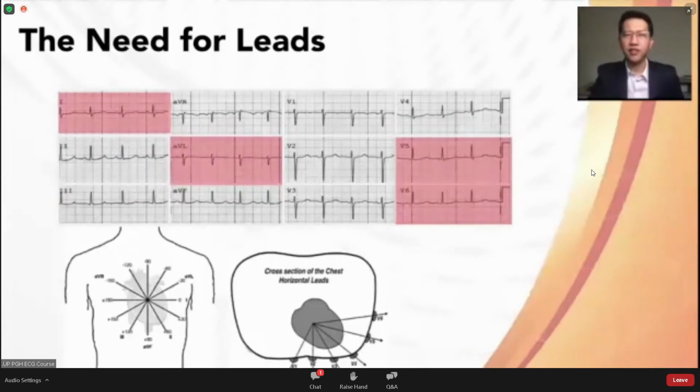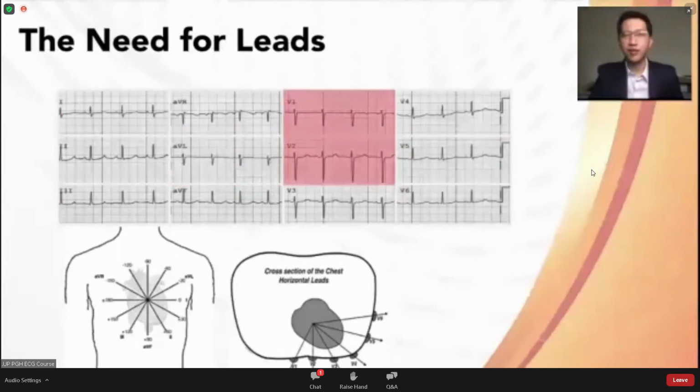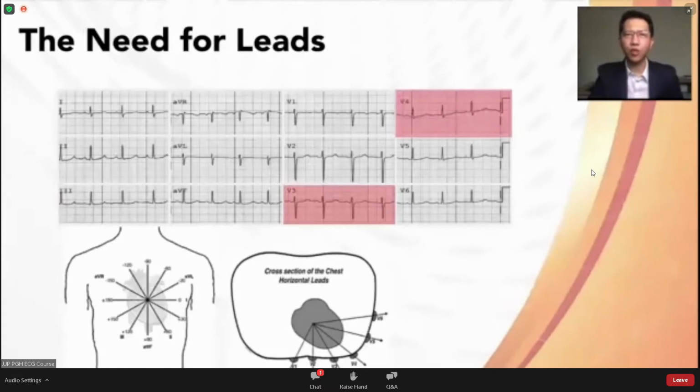Leads 1, AVL, as well as V5 and V6 represent the lateral wall of the heart. Leads V1 and V2, the septal portion, and finally V3 and V4 representing the anterior portion of the heart.